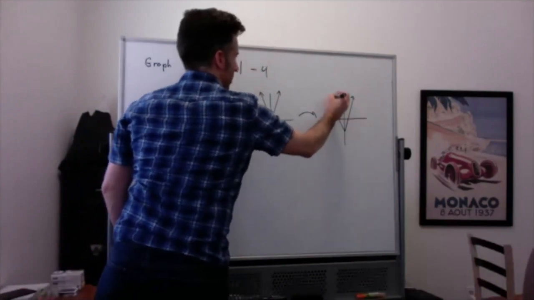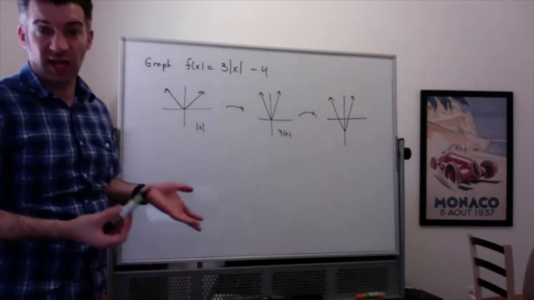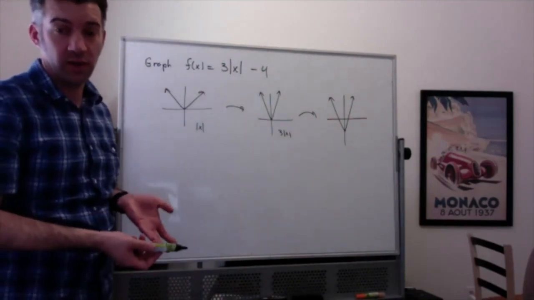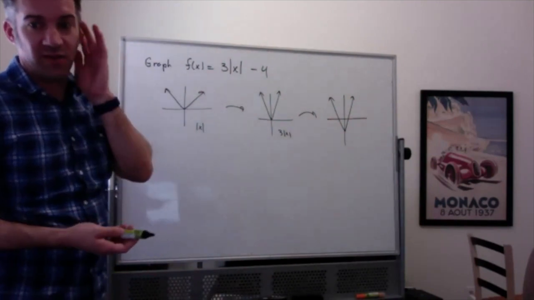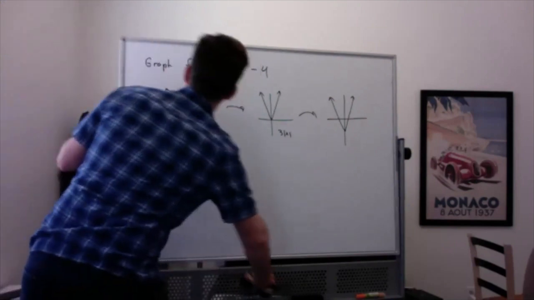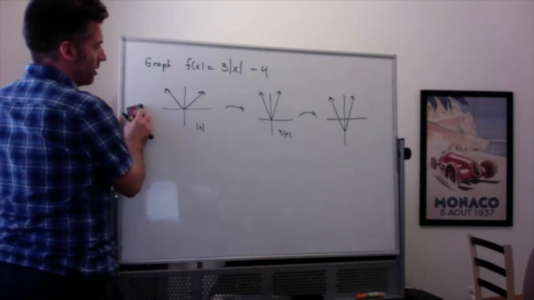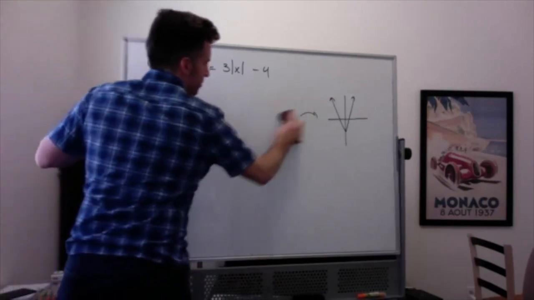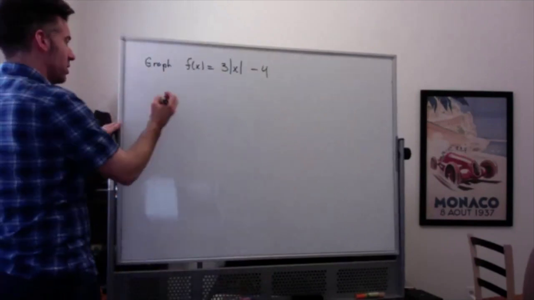So at the end, it's going to look like that. And that's fine to have a good idea of what things are going to look like eventually. But really, what I would like to do first is plot some points, and I want to show you what happens. I think it's going to make it easier to understand why this is a vertical stretch.